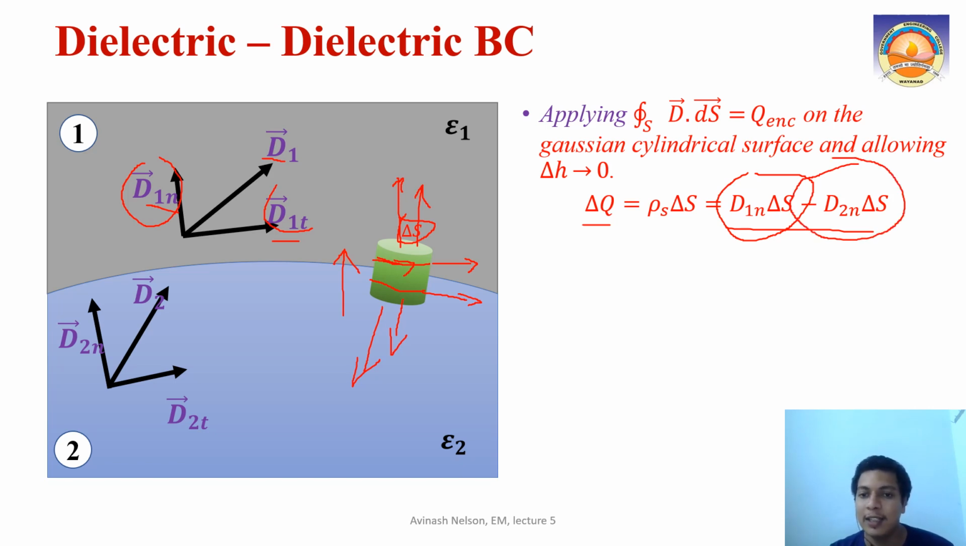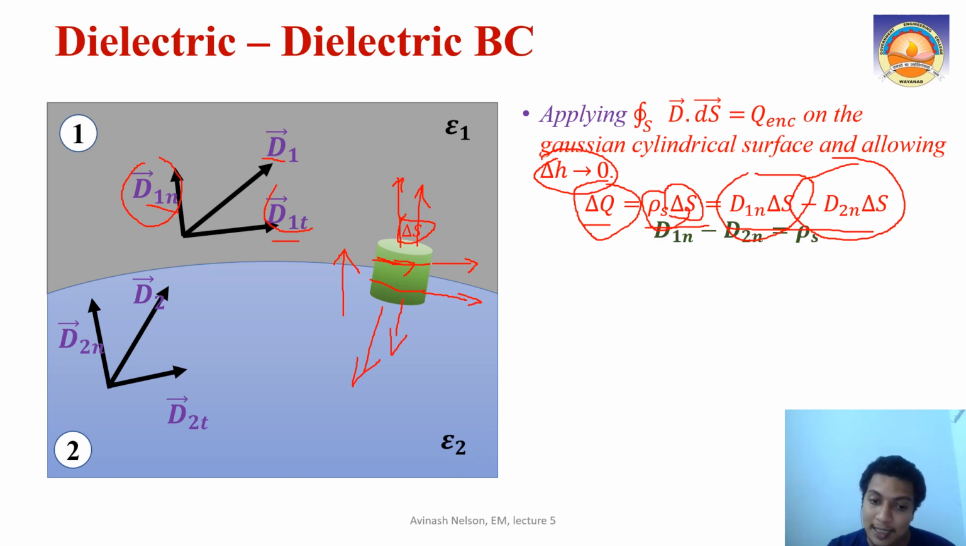This is your D dot dS, which is equal to the total charge enclosed. If at all there is some charge enclosed and you have a surface delta S, and here our assumption is that delta S tends to 0. So what we are making deliberate is that we are placing delta Q at the boundary, and that surface area is, let me say, delta S again. So the total charge can be written as surface charge density into delta S. So it is rho s into delta S equal to D1n delta S minus D2n delta S. I think it is clear.